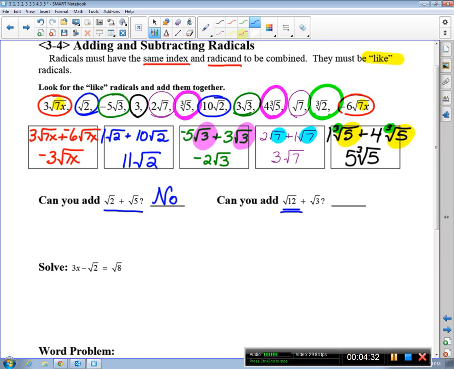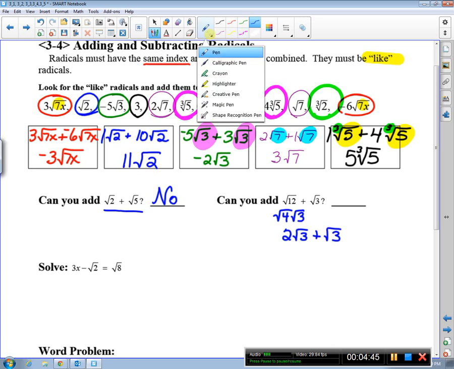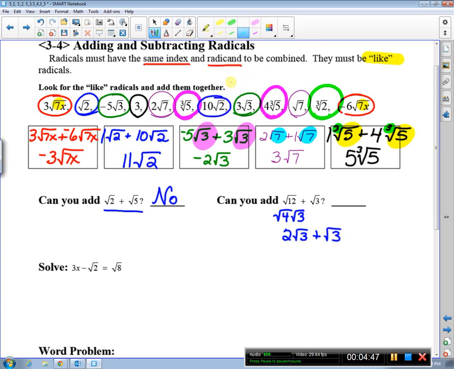Now watch out for square root of 12. Because it's the square root of 4 times the square root of 3, I can simplify it. And I have matching radicals. So yes, I would be able to add those after simplifying.